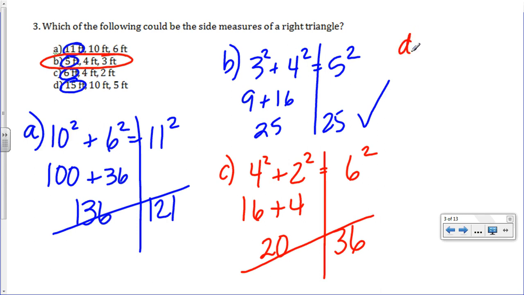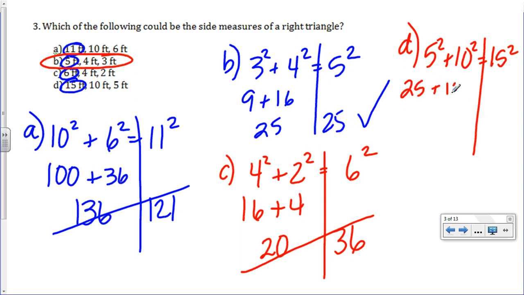Finally, for D, I would do 5 squared plus 10 squared equals 15 squared. 25 and 100 gives me 125. 15 squared gives me 225. So you can see A, C, and D can't be my right answer because the left and the right don't equal each other. B is the only one where the left side equals the right side.